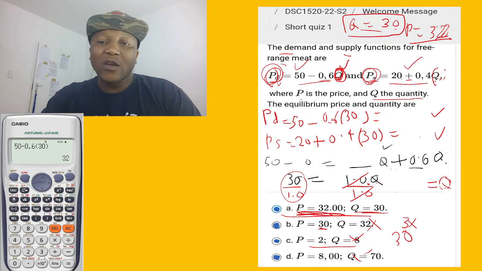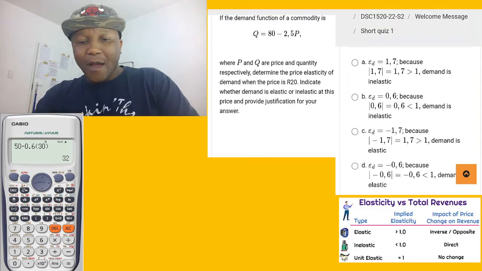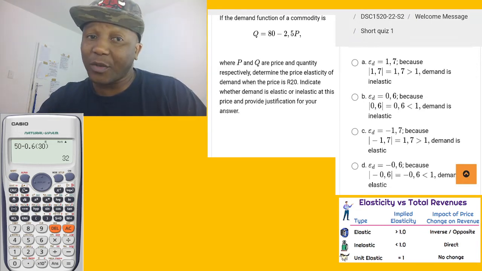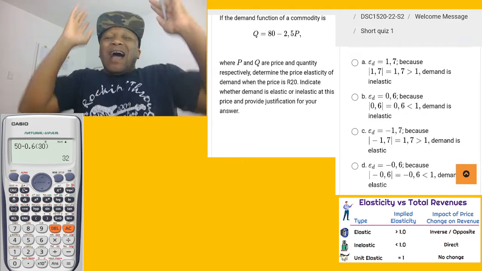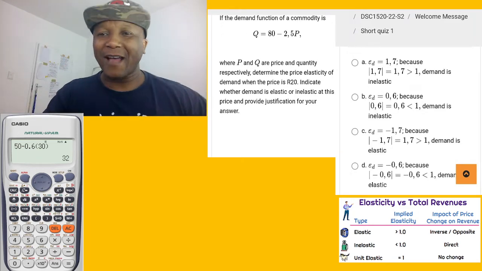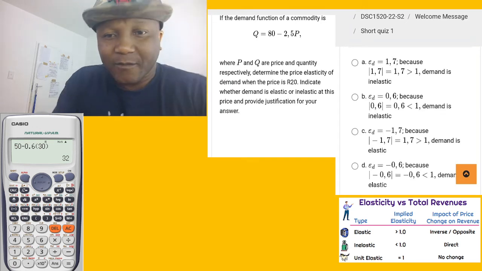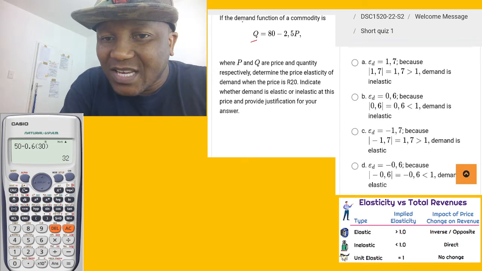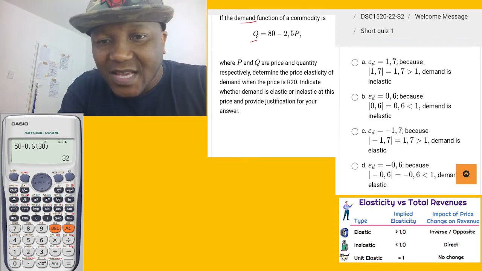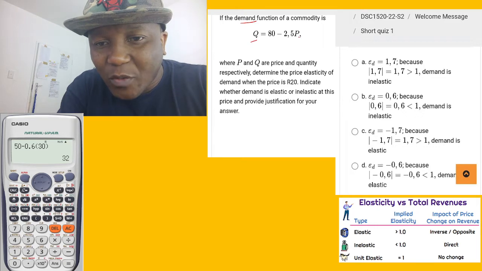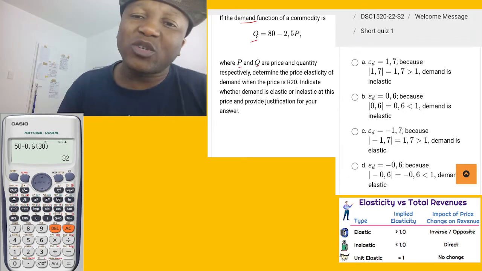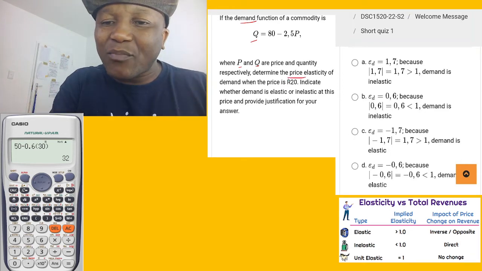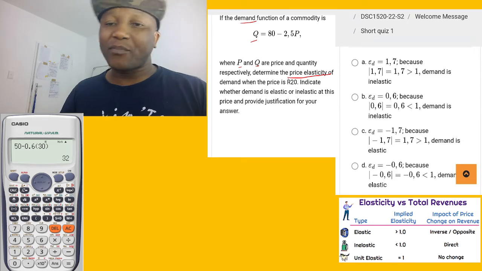Now let's go to the next question. I'm going to go a little quicker because now you have an idea how we do this. Now they give the demand function of the commodity, Q equal to 8 minus 2.5P, where P is the price and Q is the quantity, respectively. Determine the price elasticity where the price equals 20.